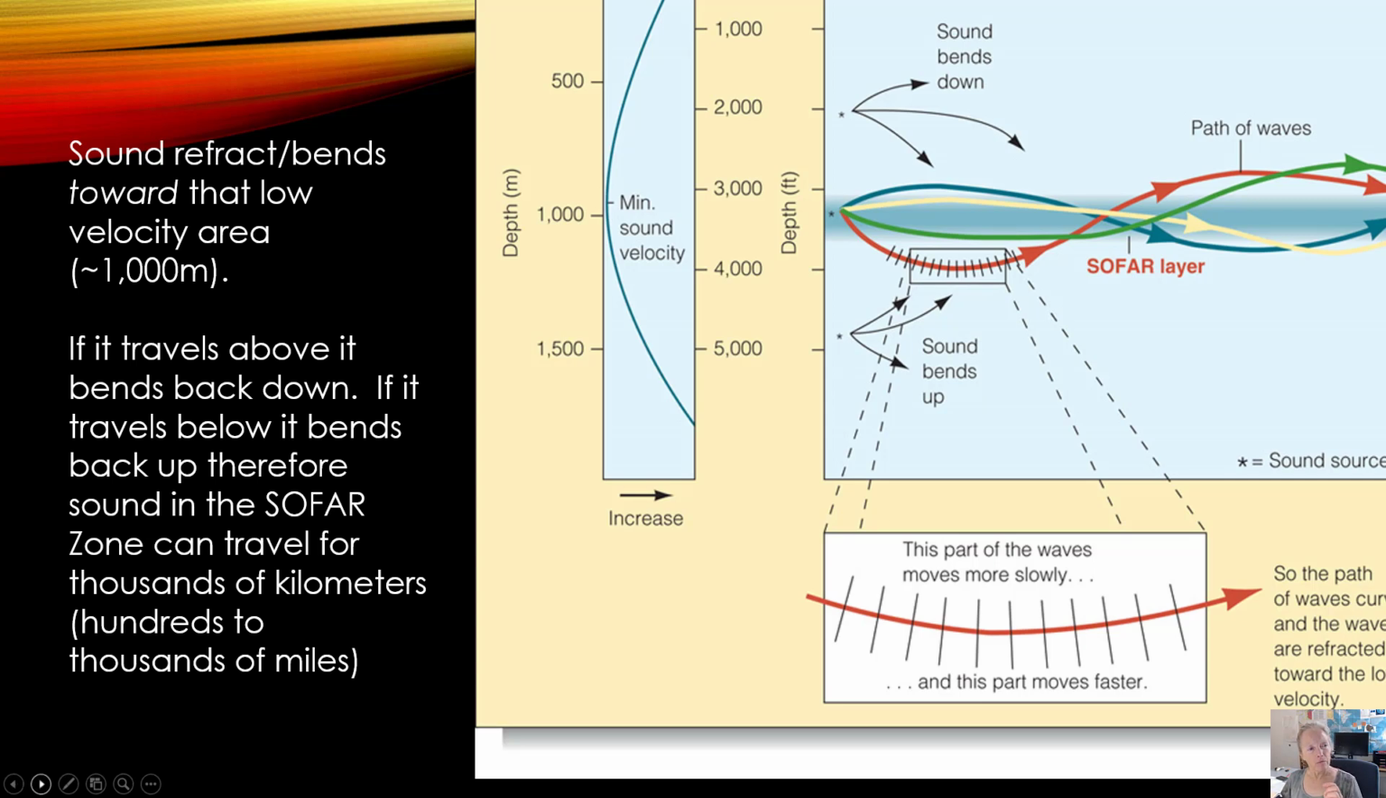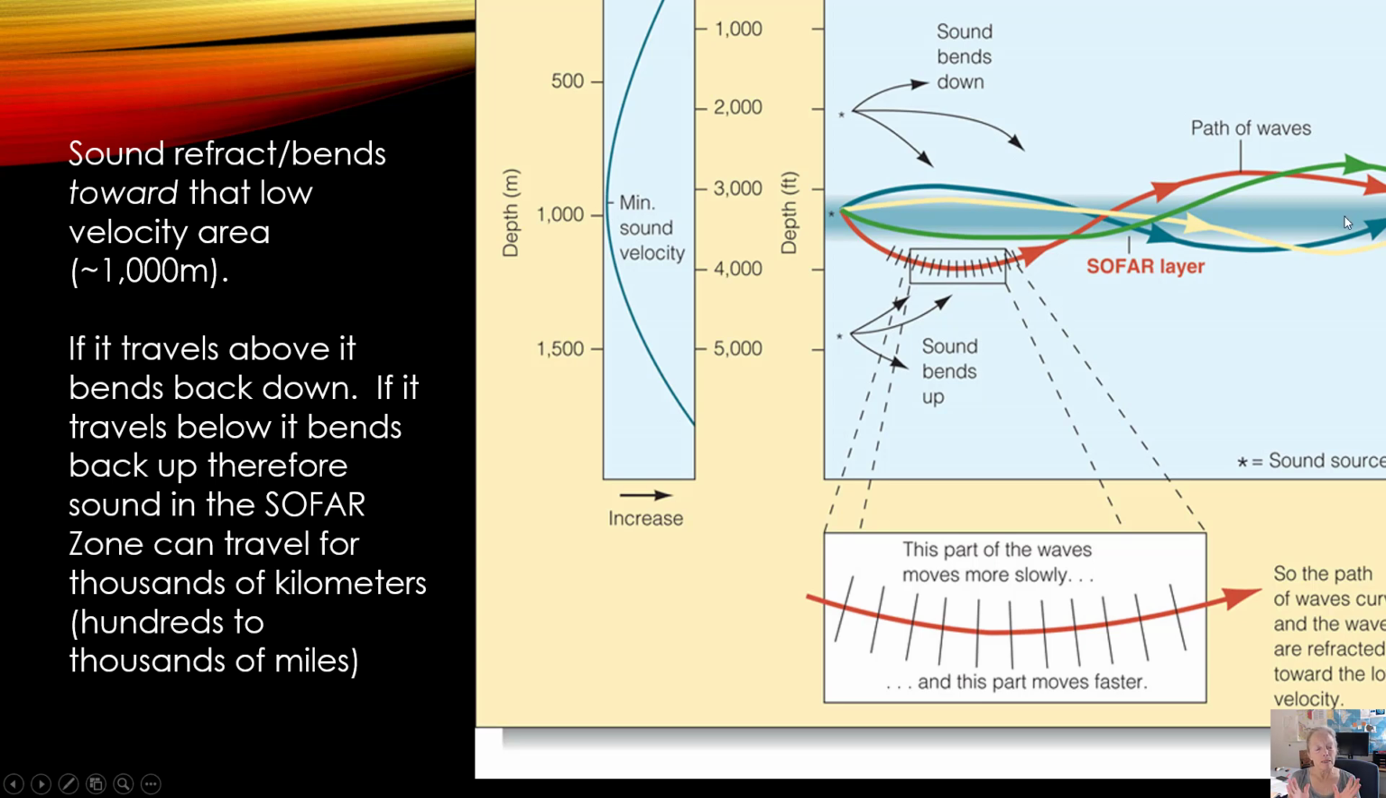And that's kind of what happens here. This is in your book. It's a little bit complicated looking. This over here on the left is just showing you that little layer, and this is showing you the SOFAR zone. It's an area where sound can get trapped. It bounces from the top of the SOFAR zone to the bottom and back up.